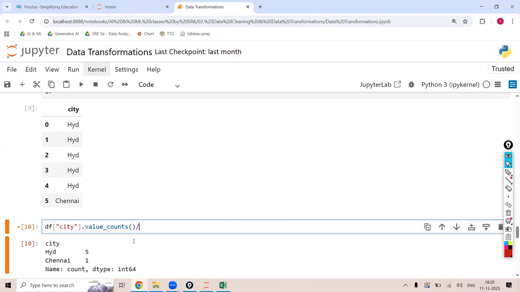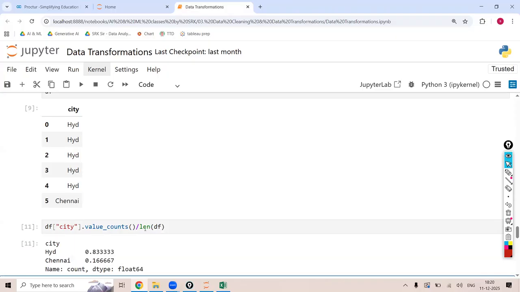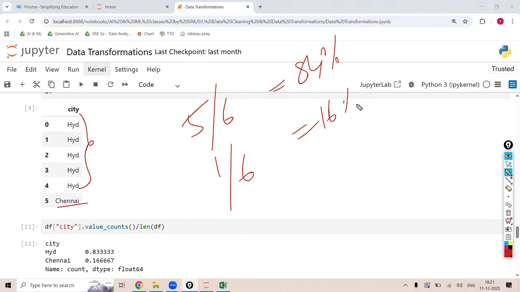Now when I divide by the length of df, I'm going to get the percentage. Total Hyderabads are 5 out of 6, and Chennai is 1 out of 6. So 5 out of 6 means approximately 84% and 1 out of 6 means approximately 16%. So one category has a very high percentage when compared to the others.